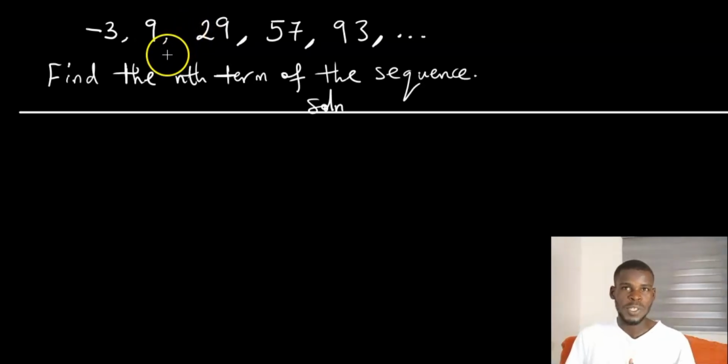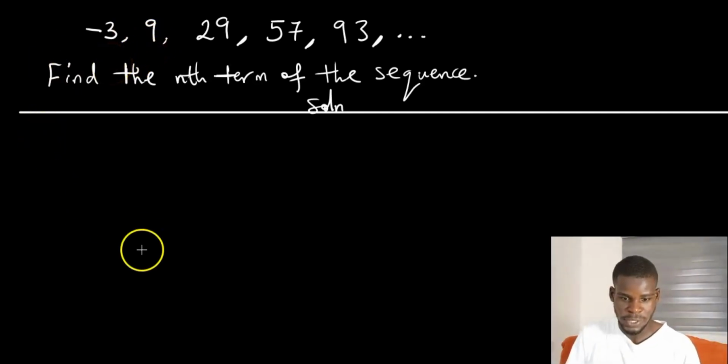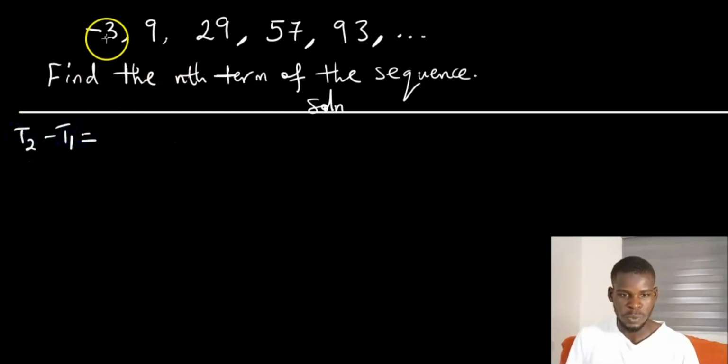Well, one of the things I do whenever I'm given some sort of sequence of numbers, one of the methods I try is to just find the difference between any two consecutive terms. All right, so this is what I mean. You look at the first term, which is -3, and the second term, which is 9. What I will do is say the second term minus the first term, and see what I will get. In this case, it's going to give us just 12.